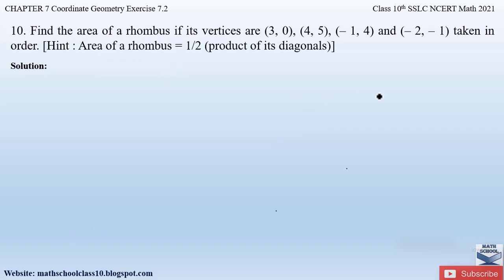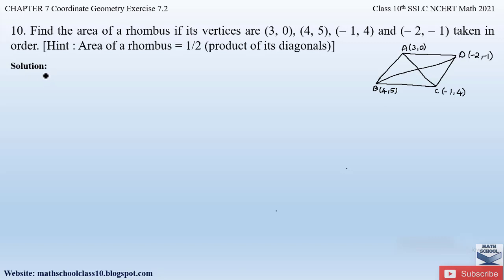So here let me first draw the figure of a rhombus. A rhombus has 4 equal sides, but the diagonals in a rhombus are not equal. Let us name the rhombus A, B, C and D. We should always name them in order because in the question they have mentioned that the vertices are taken in order. So the first vertex is (3, 0), the second is (4, 5), then (-1, 4) and (-2, -1). Now join the diagonals of the rhombus, that is AC and BD.